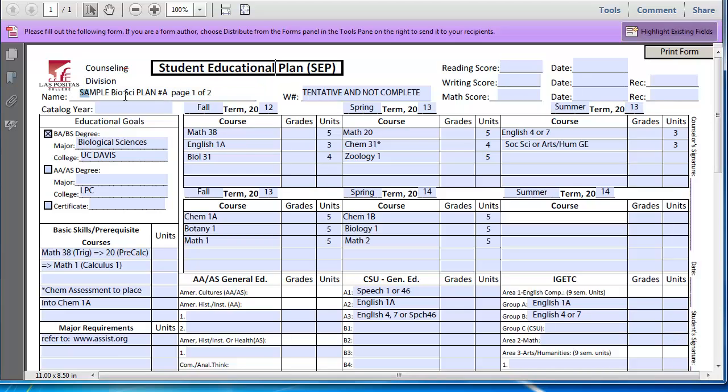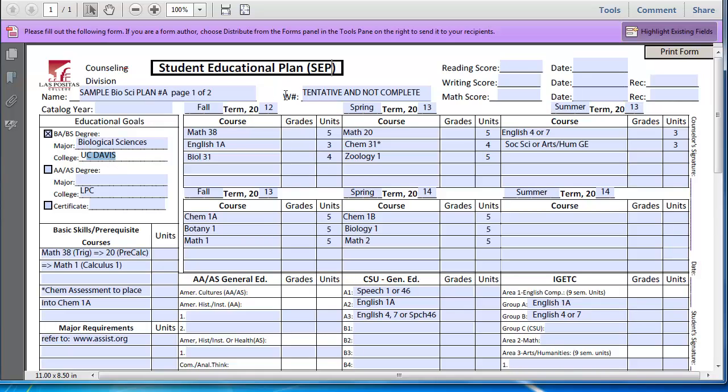This is a sample educational plan for someone who's interested in majoring in biological sciences at, for example, UC Davis. It really depends on knowing where you want to transfer to find out the major prep required courses. So you always want to go to assist.org to find out, for the major of bioscience at UC Davis or UCLA or UC Berkeley or Cal State San Luis Obispo or San Jose State, exactly what are the most common courses that you can take here at Las Positas College.